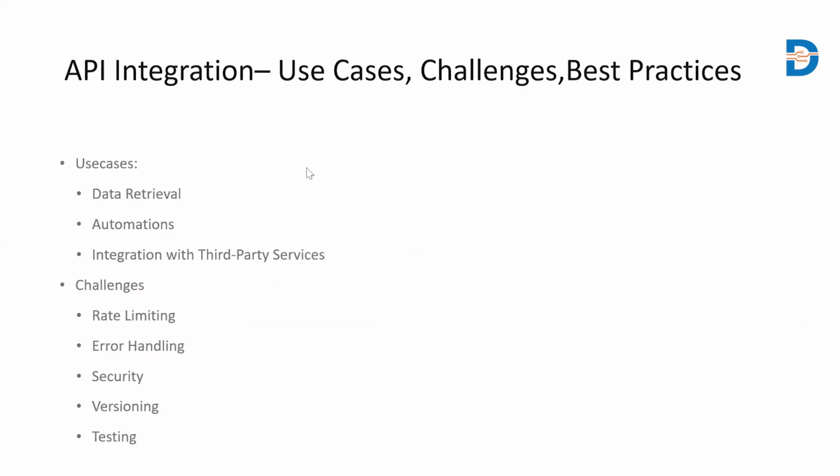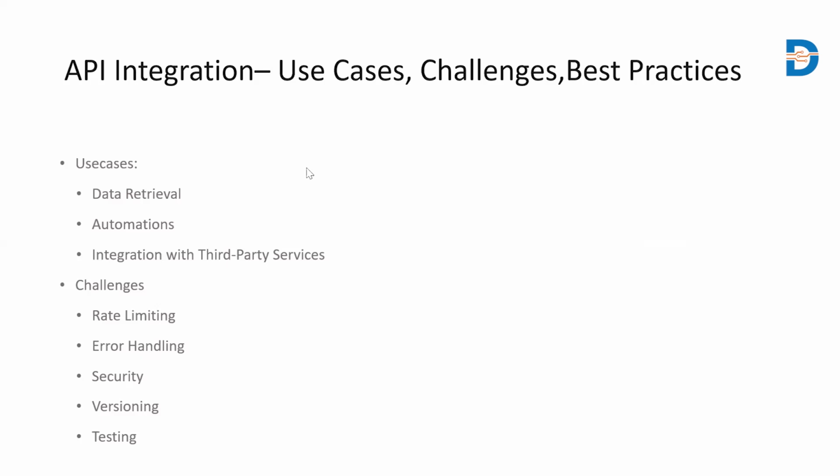Now, the use cases of API integration typically is for data retrieval. So you have APIs like OpenWeatherMap, Twitter, or Google Maps, and then they let us use the data for our analytics. Similarly, to automate workflows like sending emails or notifications, we could use APIs like Twilio or SendGrid. Also, this API integration also enables integration with third-party services. Like you can synchronize data between systems using APIs like Salesforce or HubSpot.